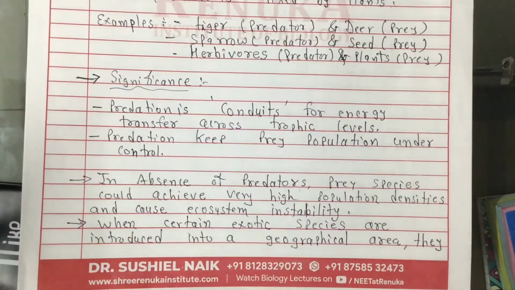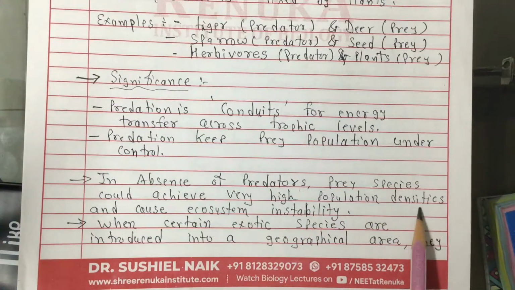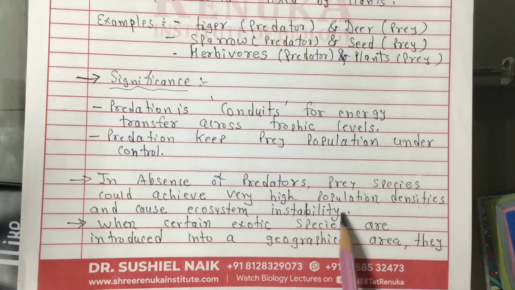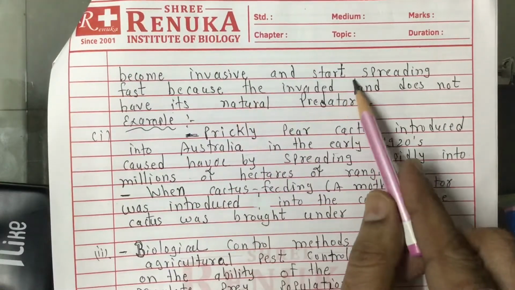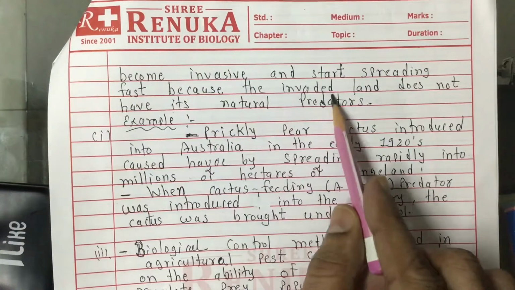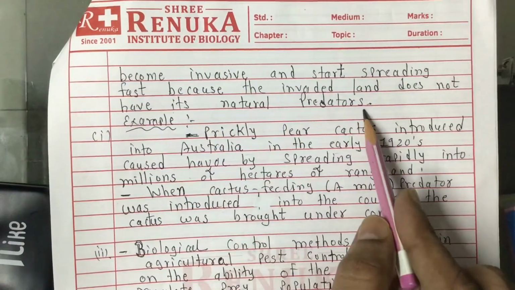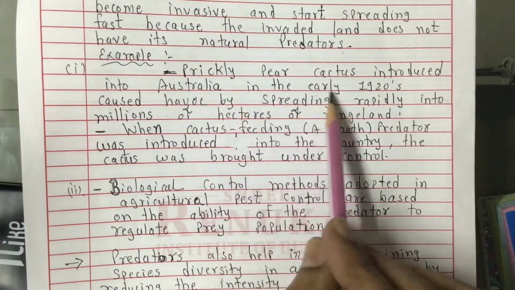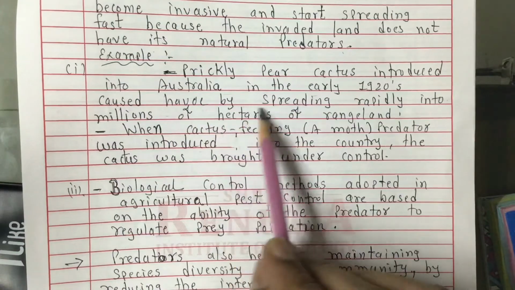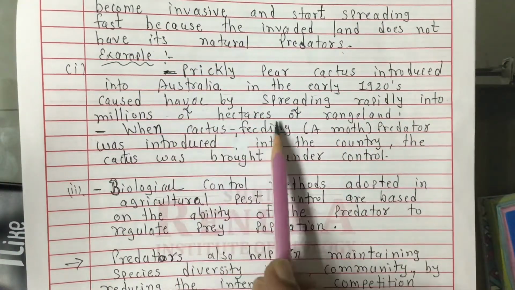Let's understand the significance of predation through various concepts. In the absence of predators, the prey species could achieve very high population densities and cause ecosystem instability. For example, when certain exotic species are introduced into geographical areas, they become invasive and start spreading fast because the invaded land does not have their natural predators. For example, the prickly pear cactus introduced into Australia in the early 1920s caused havoc by spreading rapidly into millions of hectares of rangeland.